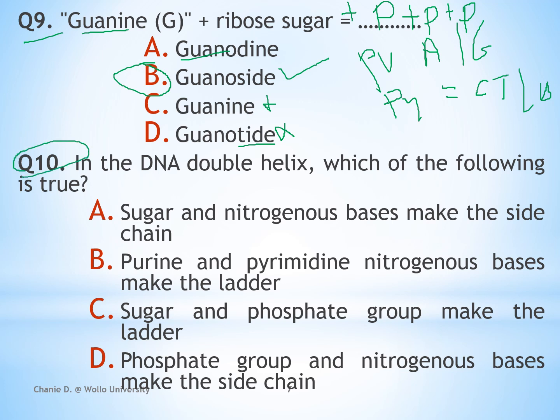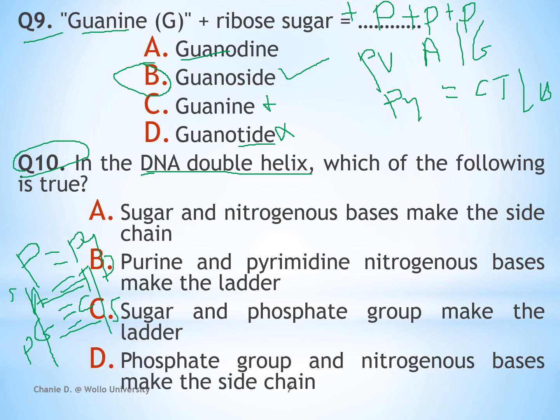Question number 10. In the DNA double helix, which of the following is true? Our keyword is DNA double helix. In the DNA double helix, the nitrogenous bases form the ladder. Purines bind to pyrimidines. That means adenine with thymine, and guanine binds to cytosine with 3 hydrogen bonds. Those are the ladders of the double helix, and the sugar and the phosphate are the side chains.